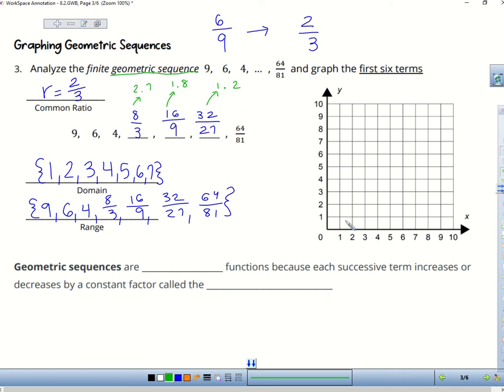So now I'm going to go ahead and graph the first 6 terms. What's my first term again? 9. Good. What's my second term? 6. My third term? 4. And then 2.7.